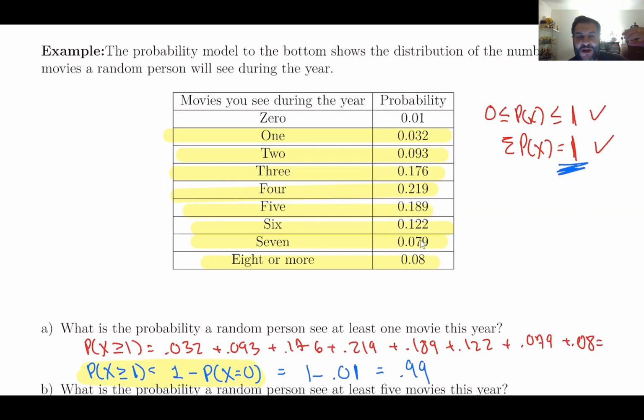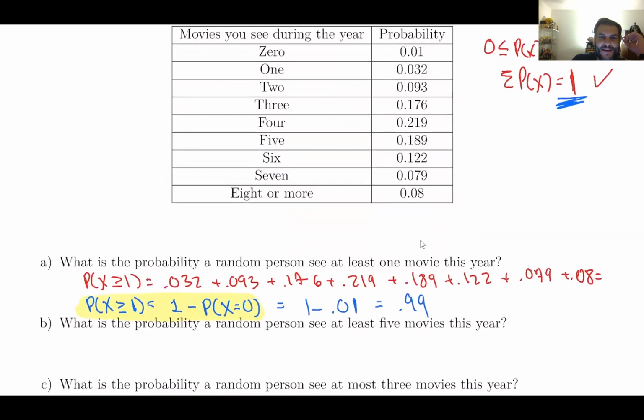So you do kind of want to know the complementary rule, because the complementary rule will help you out so much for this. Because instead of adding up all of those, how many, 8 numbers, all you have to do is get the probability of 0, and you do 1 minus that probability, and you're all done. All right. Any question in regard to A before we move on to B? All right, let's move on to B.